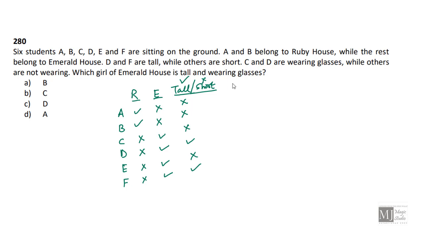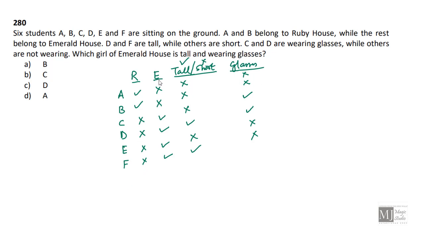C and D are wearing glasses while others are not wearing glasses. C is with glass, D is with glass. Otherwise, no glass. Which girl of E house is tall?